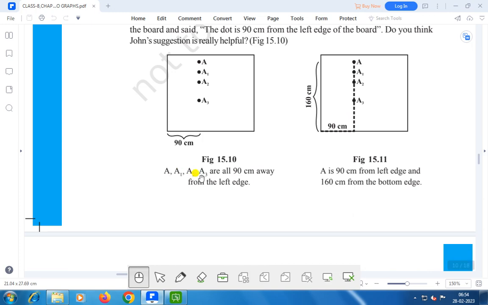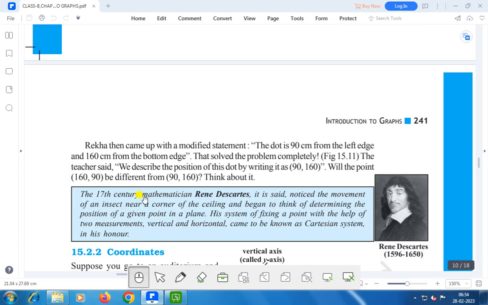A1, A2, A3 are all 90 cm away from the left edge. A is 90 cm from the left edge and 160 cm from the bottom edge. Rekha then came up with a modified statement. The dot is 90 cm from the left edge and 160 cm from the bottom edge. That solved the problem completely. The teacher said, we describe the position of this dot by writing it as (90, 160). Will the point (160, 90) be different from (90, 160)?